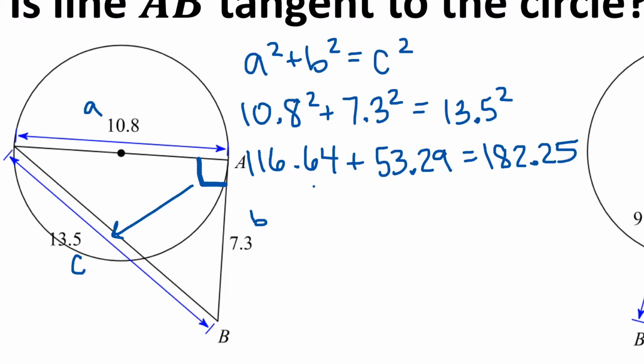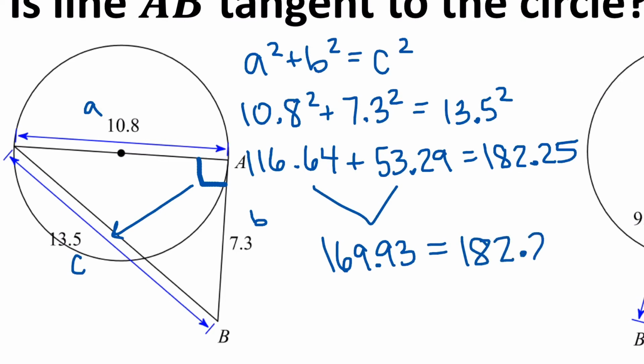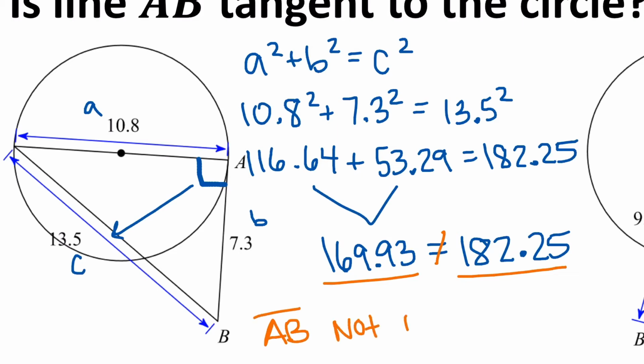To further simplify, I'm going to add these two values together. 116.64 plus 53.29 makes 169.93. And I'm going to bring the 182.25 down. Now if I look at these two numbers, 169.93 and 182.25, those values are not equal, which means that Pythagorean theorem did not work. So in this case, line AB is not tangent to the circle.